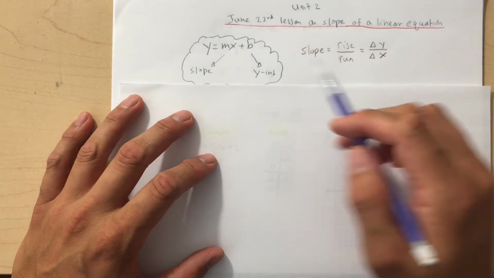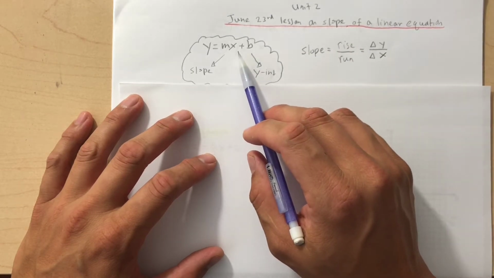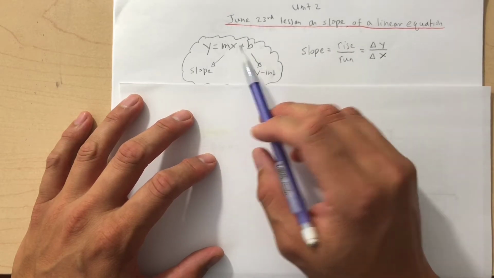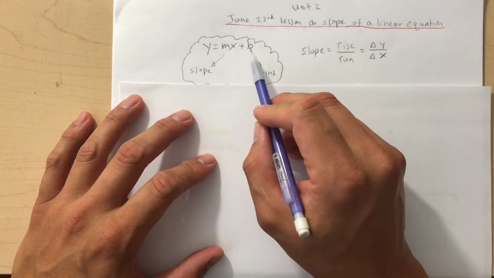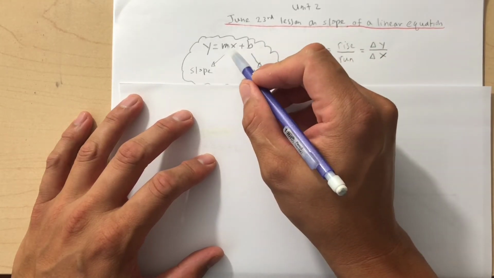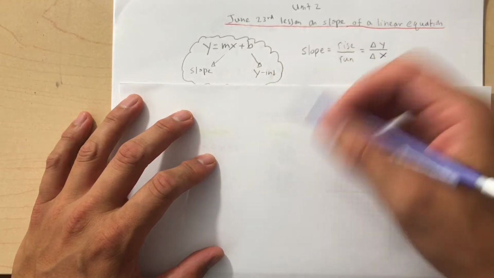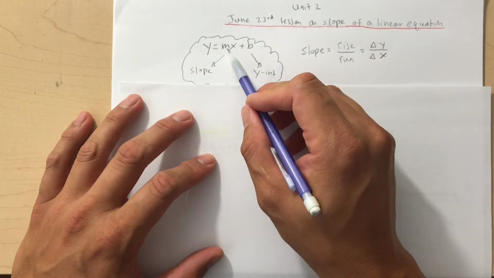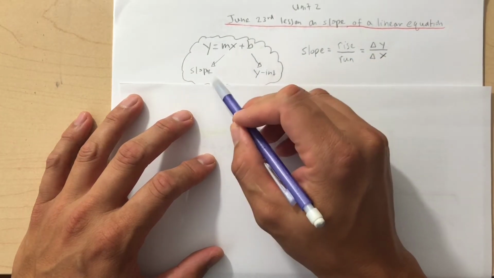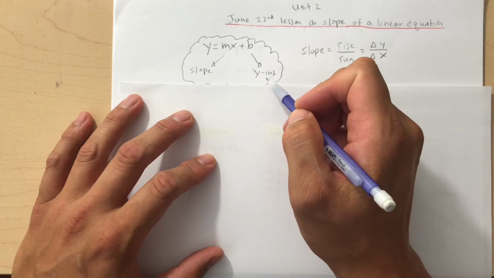Let's write this. This is the equation of a line: y is equal to mx plus b. X and y are part of a point on the line. The letter m is a number that represents the slope, and the b represents the y-intercept.